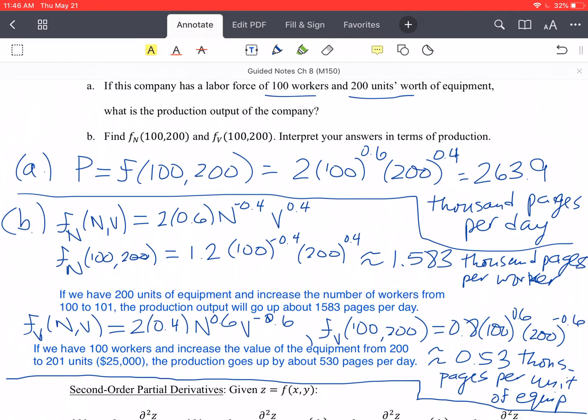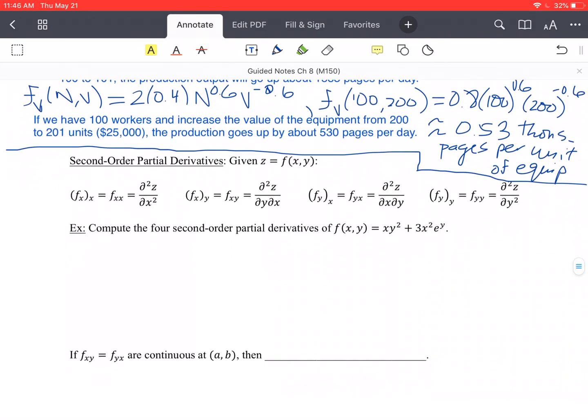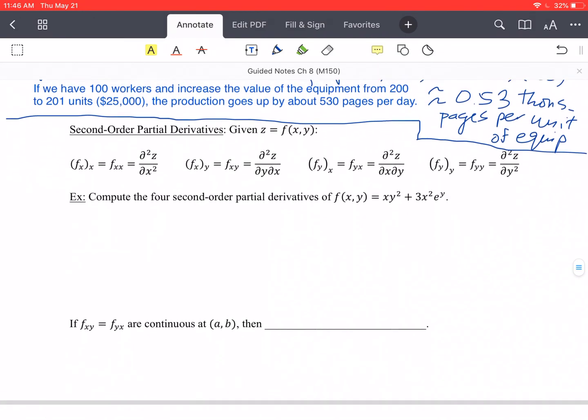Okay? And then the last thing here for this section, we can also talk about second order partial derivatives. So just like with regular single variable derivatives, you can take multiple derivatives, second derivatives, third derivatives, etc. But with partial derivatives, you always have to indicate which variable you're differentiating with respect to.